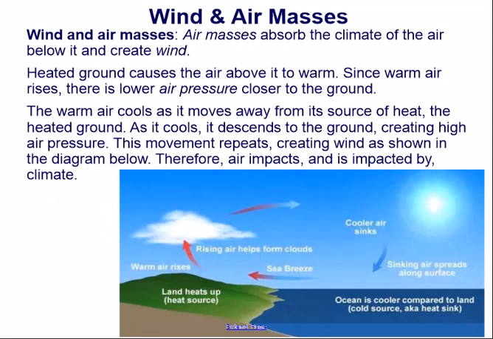Wind and air masses. Air masses absorb the climate of the air below it and create wind. Heated ground causes the air above it to warm. Since warm air rises, there is lower air pressure closer to the ground. The warm air cools as it moves away from its source of heat, the heated ground. As it cools, it descends to the ground, creating high air pressure. This movement repeats, creating wind as shown in the diagram below. Therefore, air impacts and is also impacted by climate.